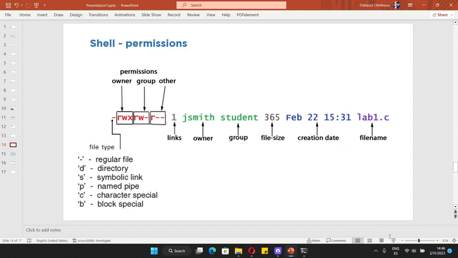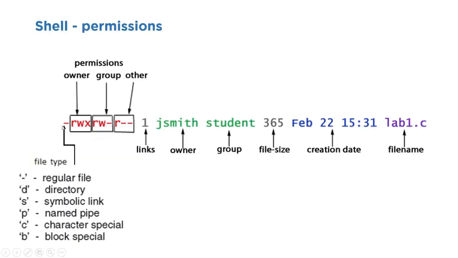The first part, as we have seen, is the file type. A dash is for a regular file, d for directory, s for symbolic link, p for named pipe, and so on. The next part, which is these 9 letters, is for permissions. The first 3 are for the owner, the second 3 are for the group, and the last 3 are for others, or everyone else. Everyone else means everyone except the group members or the owner.